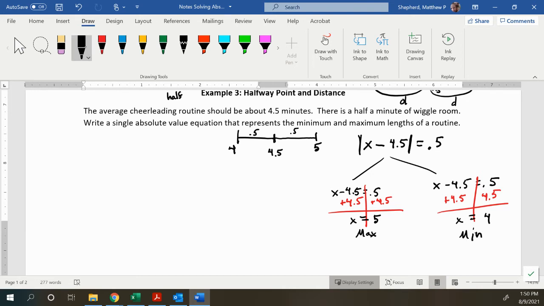But notice that subtraction was giving us the distance. And when we separated them, this gave us the distance. It combined the distance between the routine and our max distance, and we got our maximum. Okay, and then over here we got our minimum.